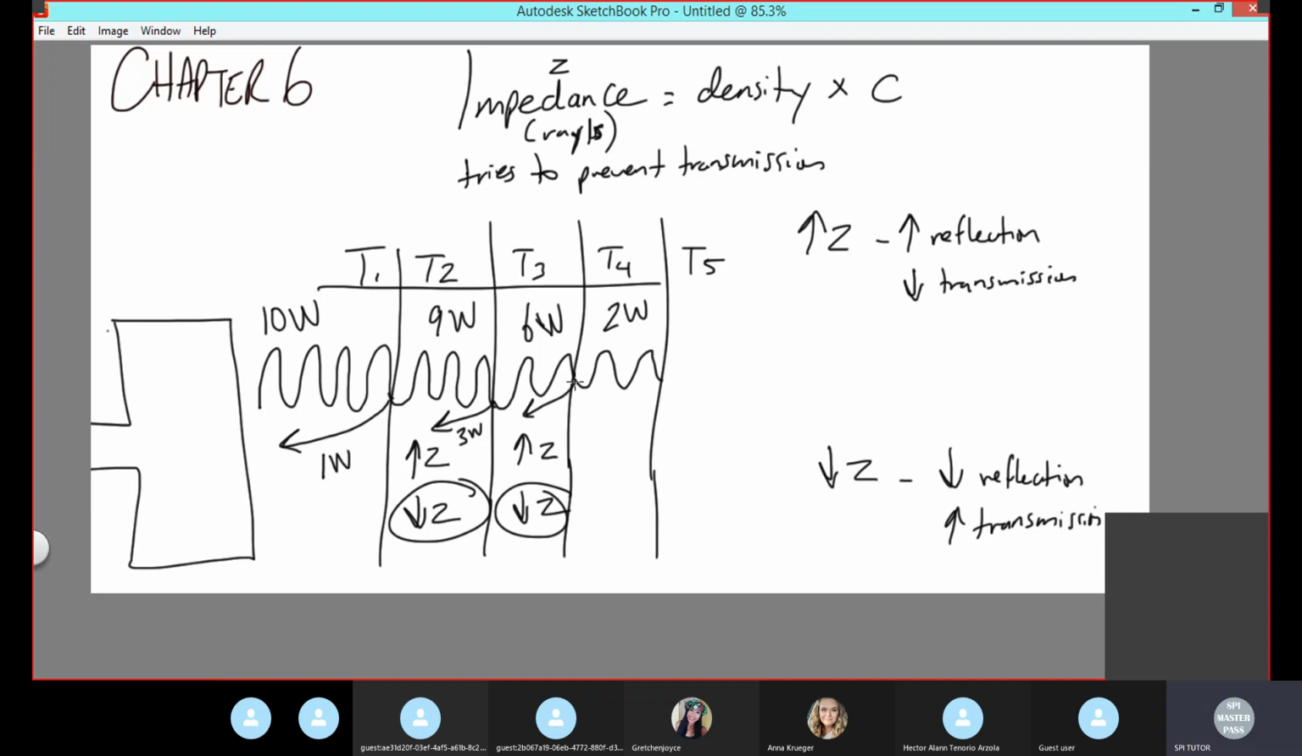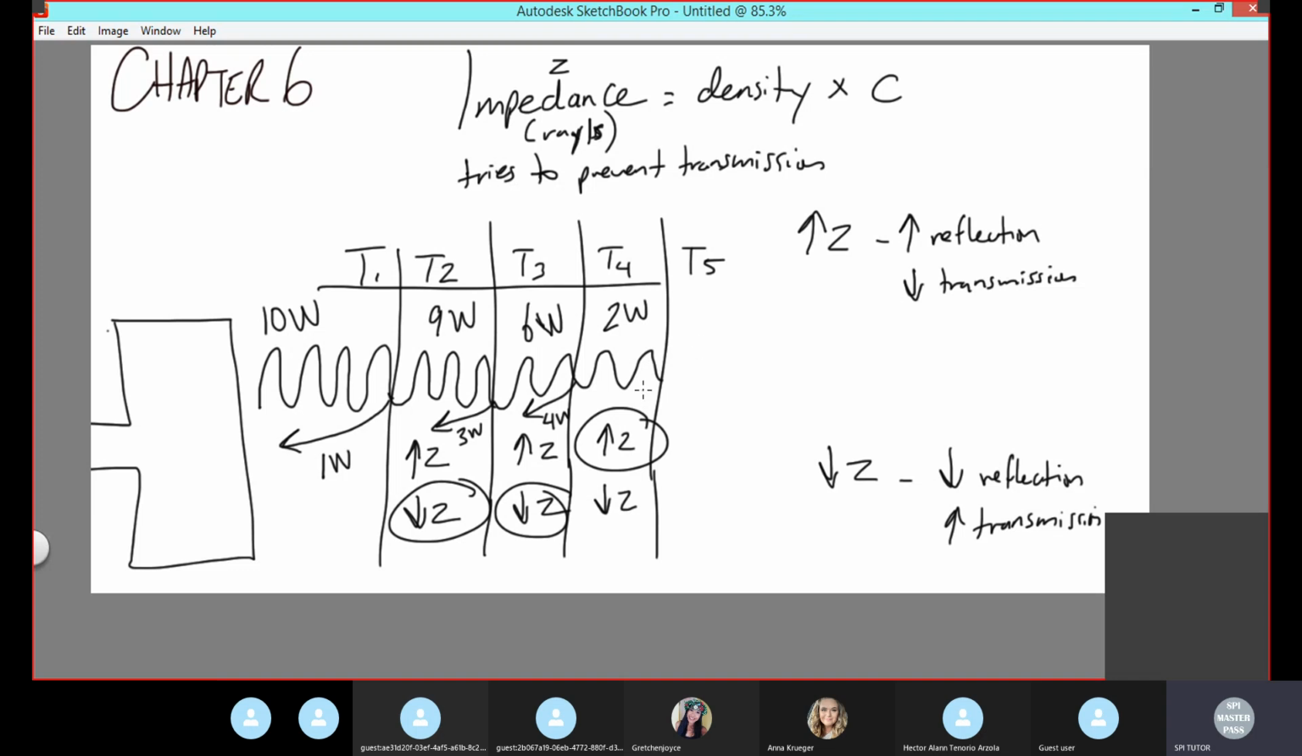So how much got reflected? I was at 6. I have 2. That means 4 got reflected because 4 plus 2 is 6. 6 plus 3 is 9. 9 plus 1 is 10. Everything's accounted for. But in this case, I'm going to ask myself, did a lot go through or did more get sent back? More got sent back. Look, 4 got sent back while only 2 went through. So that would be a high impedance.